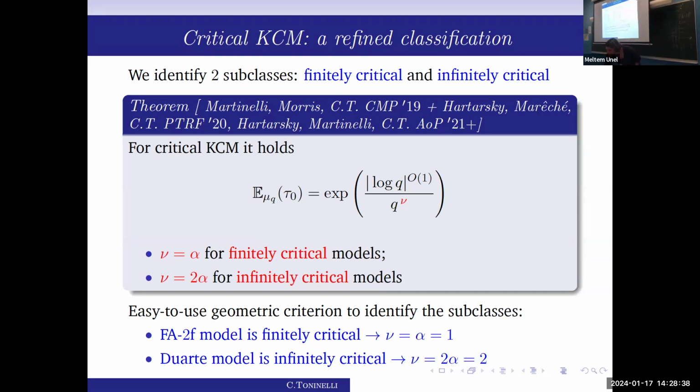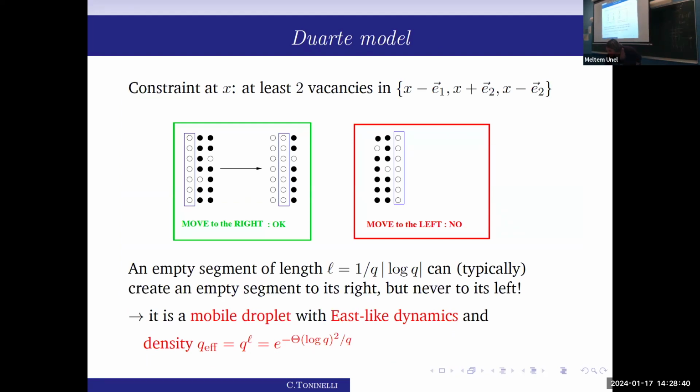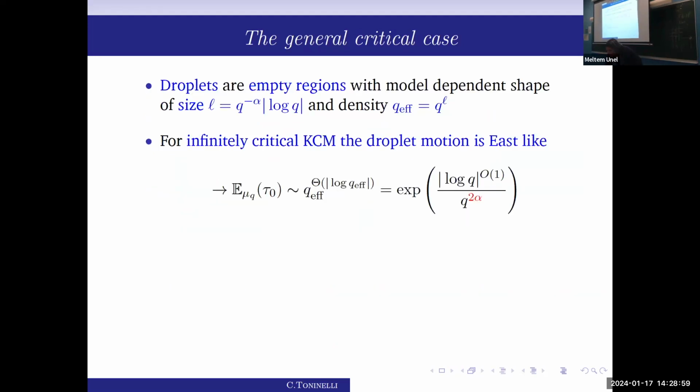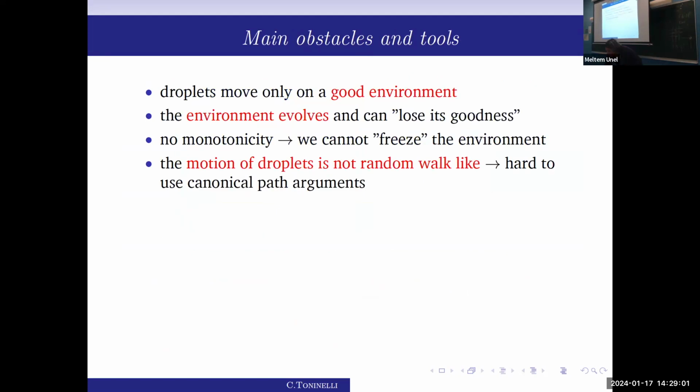I went a bit fast on that, but this is the Duarte model, and it's typical droplets that can move these columns. In order to move them, they will have to overcome a distance which diverges as exponential 1/q, hence this cost. This was something about the heuristics, and I can tell you more about the mathematics if you want.